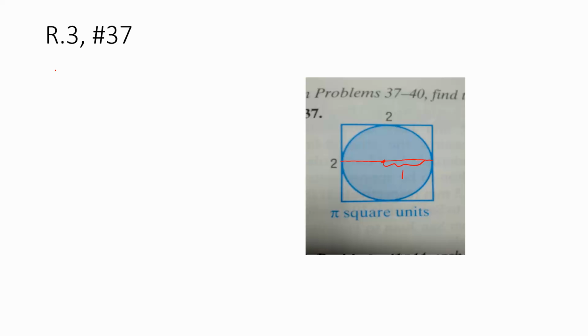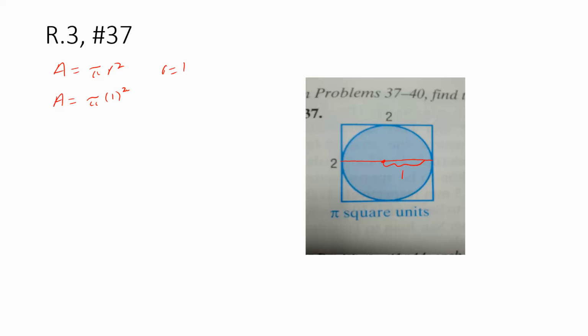Now the formula for the area of a circle, sorry, is pi r squared. Now we know the radius to be 1. We can substitute that in for r and evaluate this.